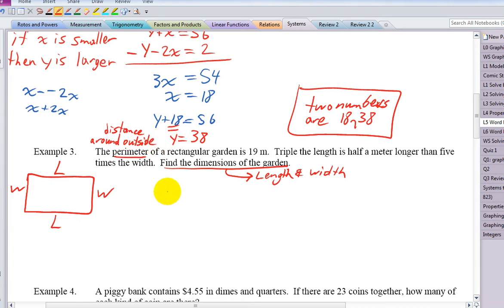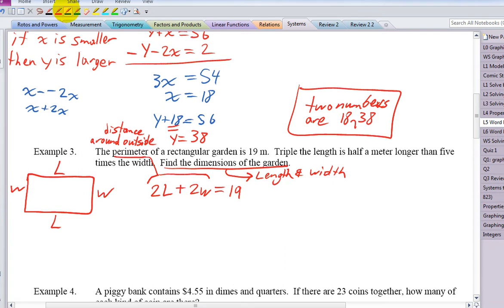So, how many lengths are there? If you're going all the way around, how many lengths are there? 2. How many widths are there? 2. So that is your perimeter. Okay. So your perimeter is always going to be this for a rectangle. And what should that equal? 19. Okay.